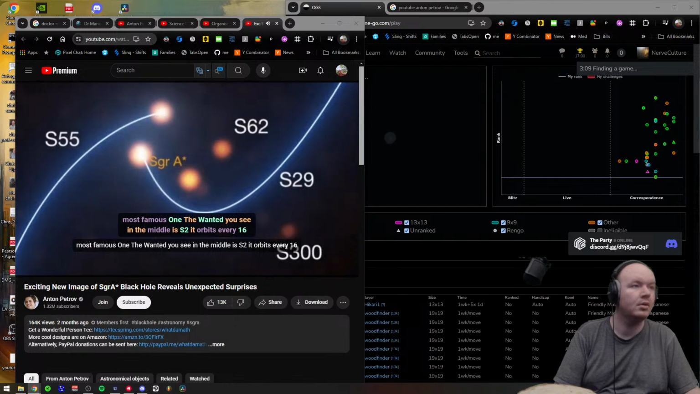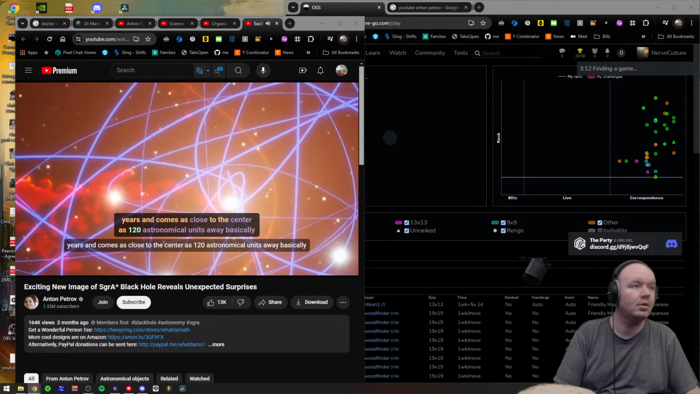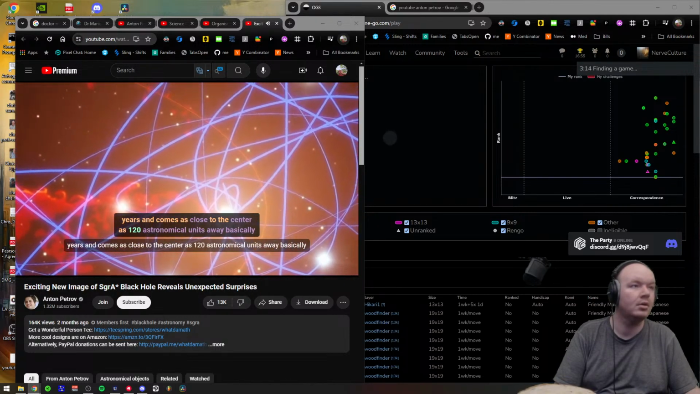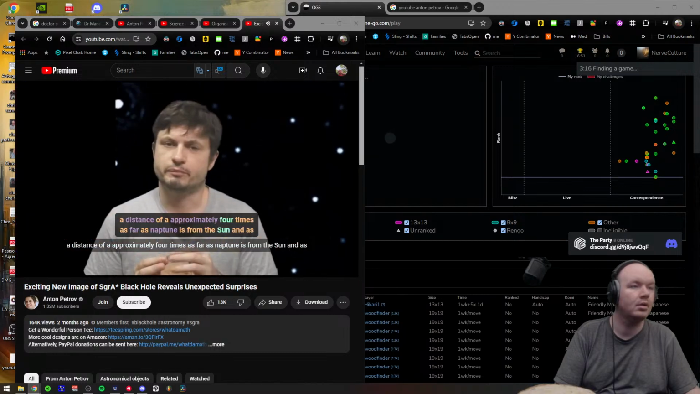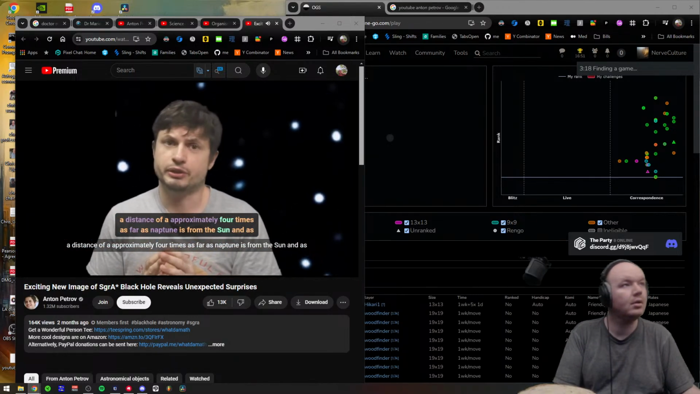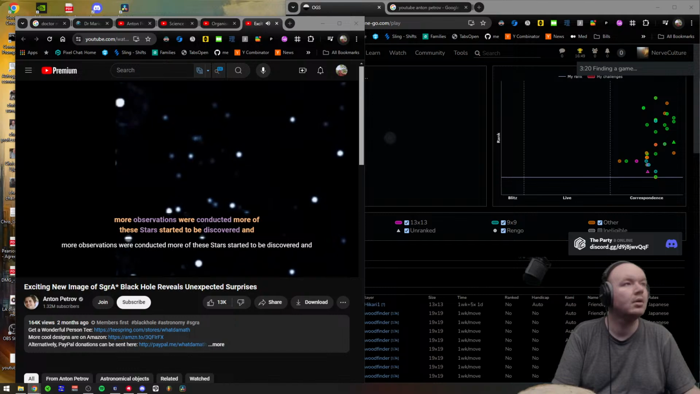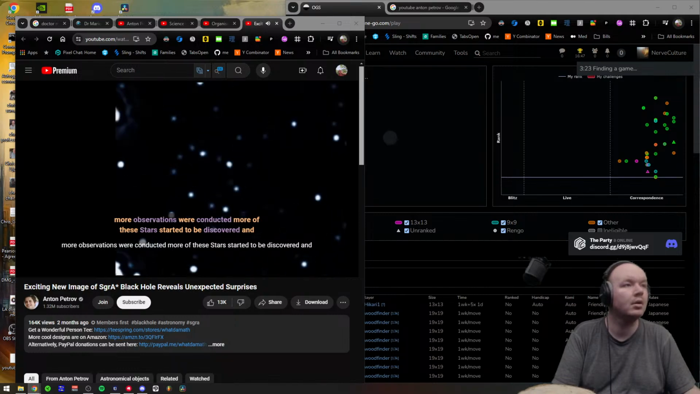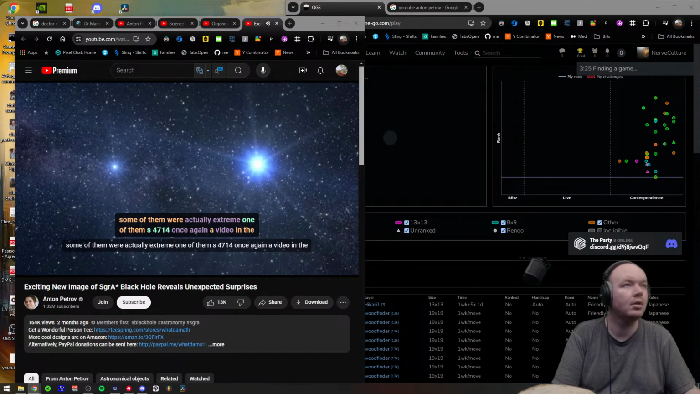It orbits every 16 years and comes as close to the center as 120 astronomical units away, basically a distance of approximately 4 times as far as Neptune is from the Sun. And as more observations were conducted, more of these stars started to be discovered. And some of them were actually extreme.